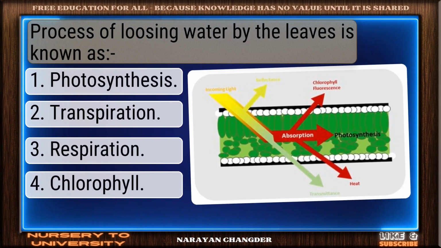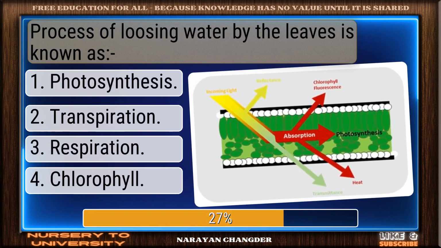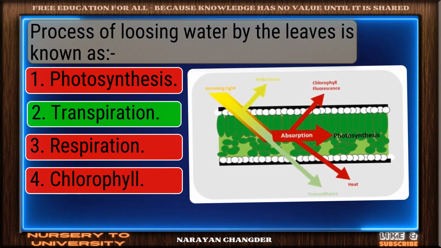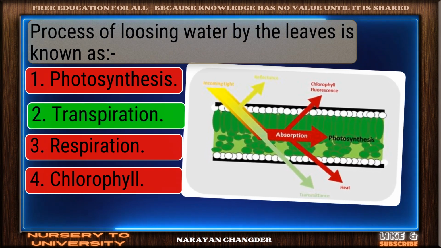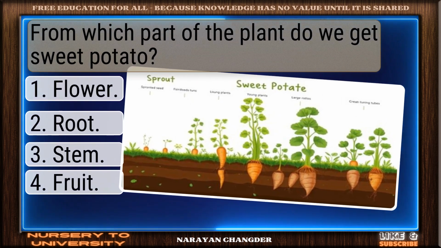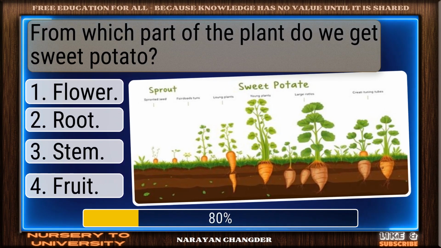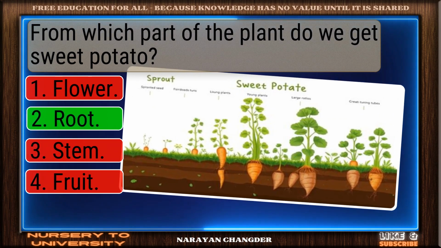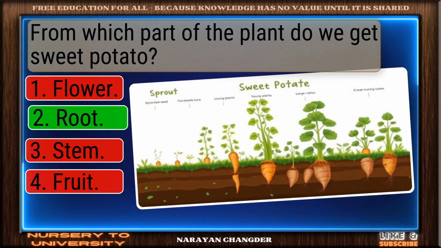Process of losing water by the leaves is known as. Correct. Transpiration is the right answer. From which part of the plant do we get sweet potato? Nice selection. Root is the correct and valid answer.